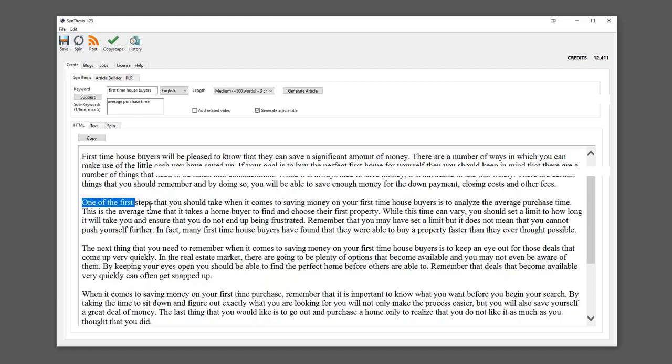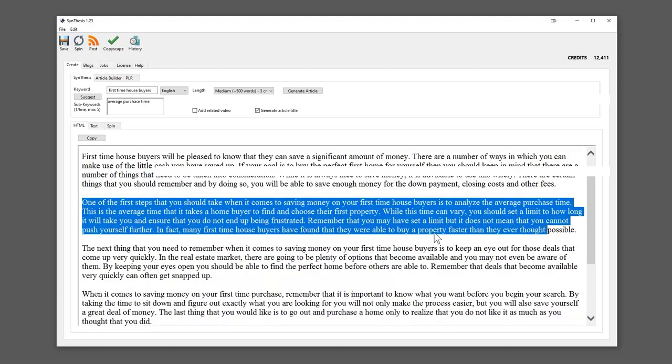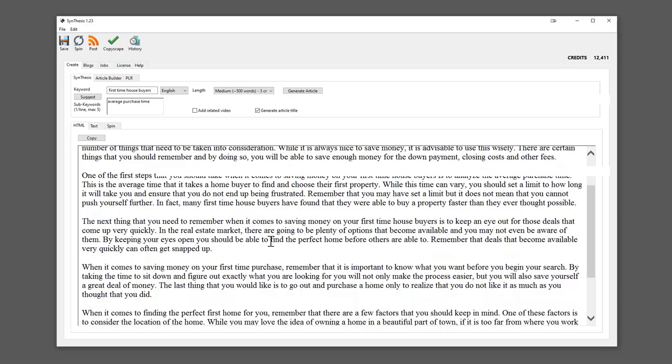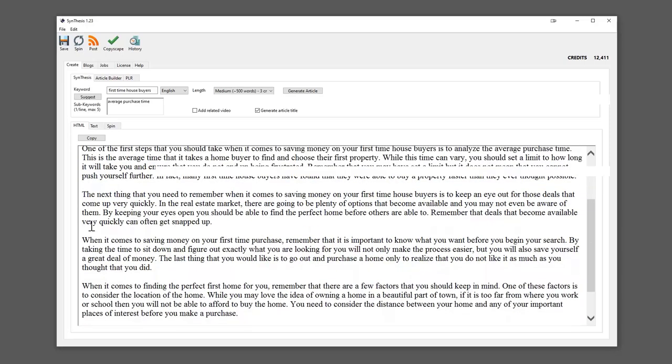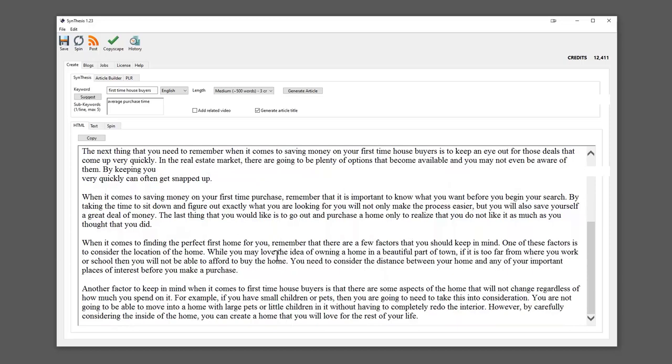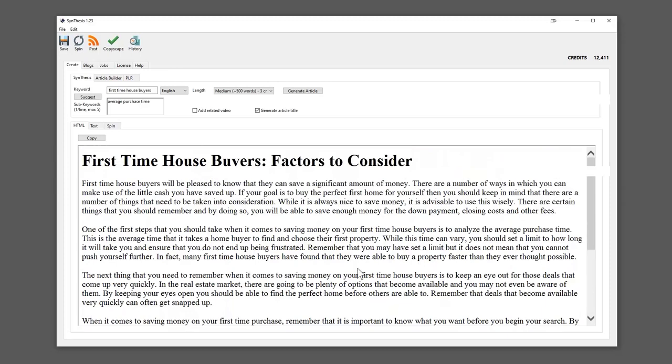So this talks about the average purchase time, but doesn't actually tell you how long that might be. But it tells you that the time can vary. So it's covering that, it's dealing with it in a generic sense. Okay. So it's got a little bit in there. So it's certainly covered that topic.